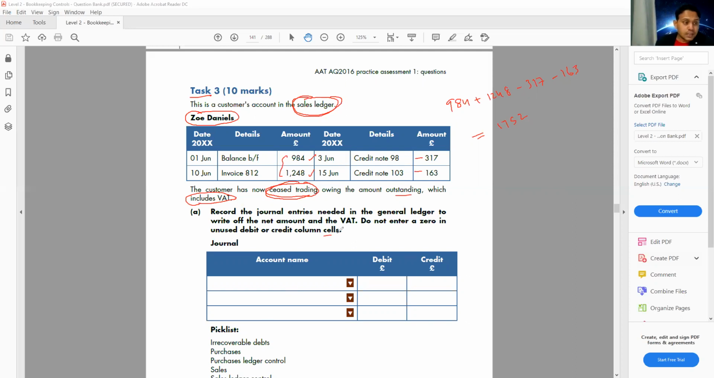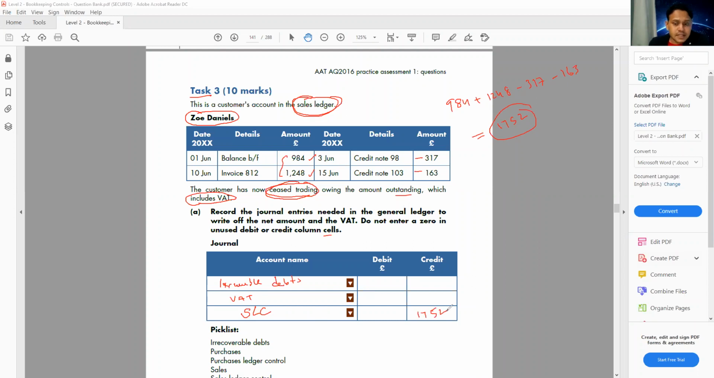Okay, so you already know the journal. The journal will be irrecoverable debt, that is debit. VAT also debit, because I'm not going to pay VAT when my customer is not paying me at all. If my customer pays me, at that time the VAT is a liability because I have to pay it to HMRC. But if my customer doesn't pay me at all, I'm not going to pay the VAT for that. So VAT is also a debit, and sales ledger control will be credit, because this customer is not going to pay me. My total credit customer balance will go down by 1,752. I'm not going to get this amount from my customer because he shut down his business and cannot pay me. So sales ledger control is normally our debit, but now I'm going to make credit, that is 1,752.